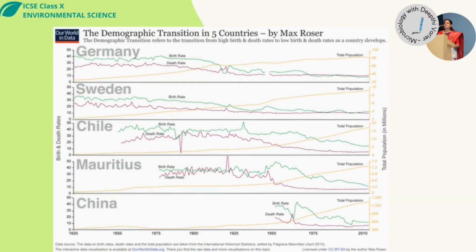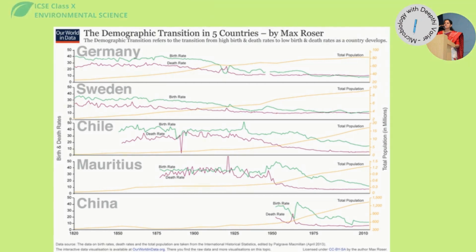Let's have a look at some of the demographic transitions in some of the countries. This is the demographic transition of Germany and Sweden. As you can see, the population is increasing. This orange colored line is showing the increase in population, but the birth and death rates are pretty low. You can see this in Mauritius. On the other hand, though the birth rate is still a little high, the death rate is quite low. It is due to medical advancements. And you can see China over here. Again, the birth rate is a bit high, though the death rate has considerably decreased, but the population keeps increasing.